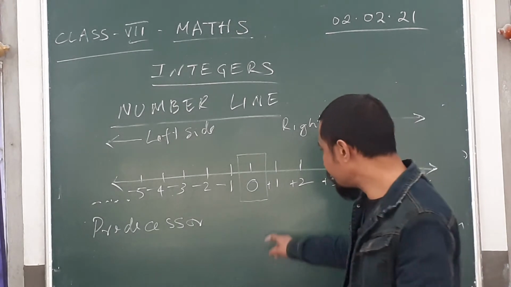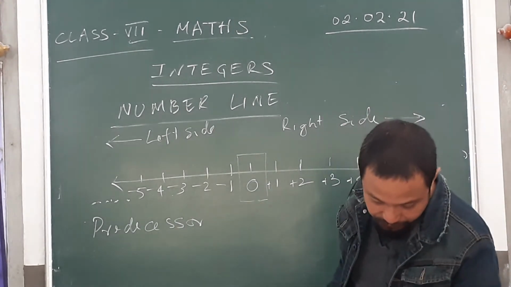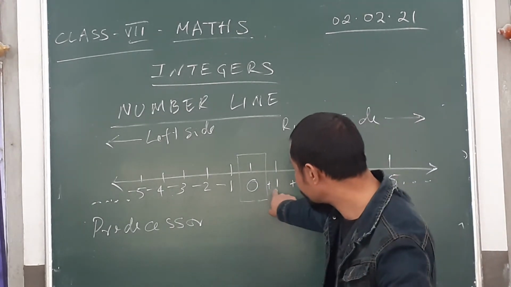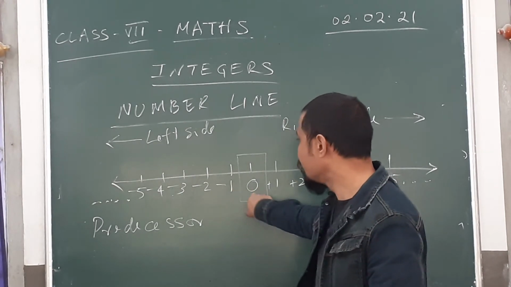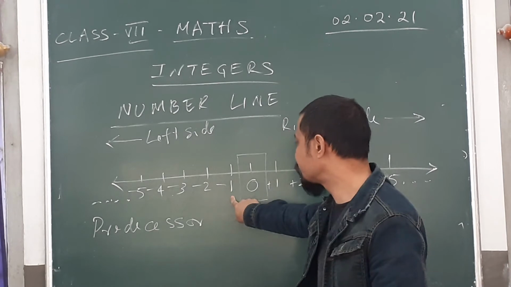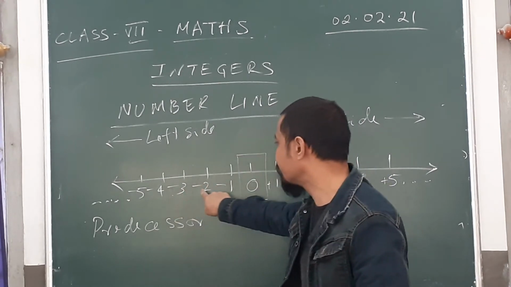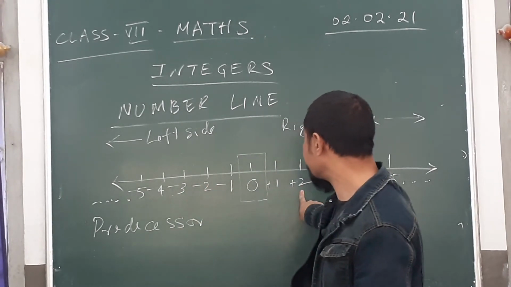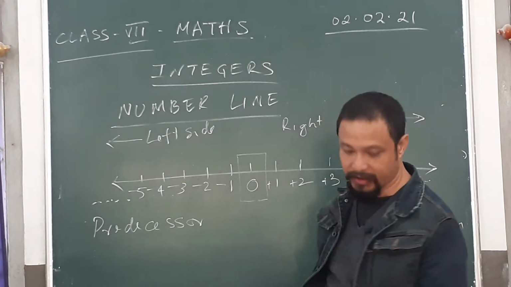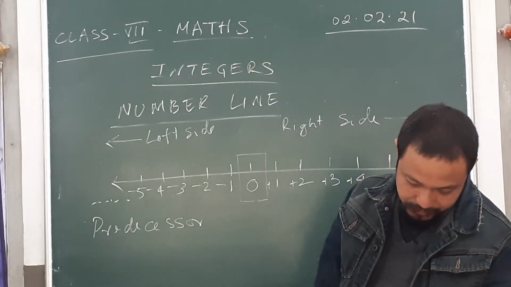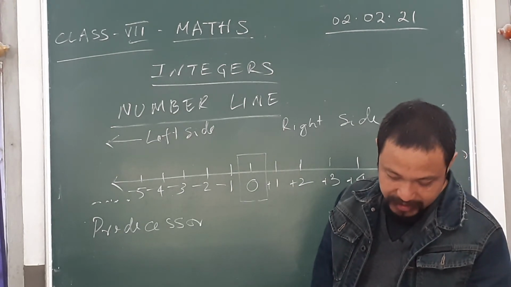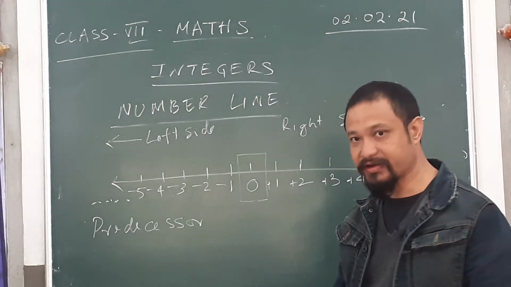So 0 is the predecessor of 1. Minus 1 is the predecessor of 0. Minus 2 is the predecessor of minus 1. Minus 3 is the predecessor of minus 2. Similarly, 2 is the predecessor of 3. Understood? The concept is simple. You just have to remember that an integer is the predecessor of the integer just on the right of it.